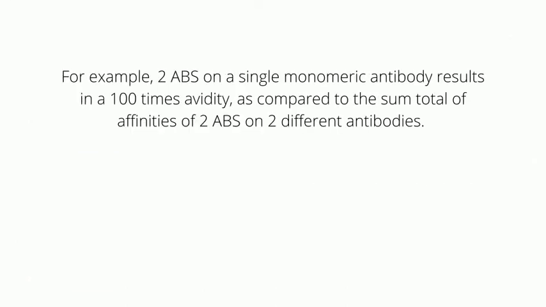For example, 2 ABS on a single monomeric antibody results in not twice, rather about 100 times avidity as compared to the sum total of affinities of 2 ABS on two different antibodies. From this concept, it's crystal clear that nature helps produce the pentameric and hence decavalent IgM in the primary immune response to cover up the individual weak affinities of the 10 single ABS towards the antigenic determinant. This 10 number adds up to make up a substantial avidity value.